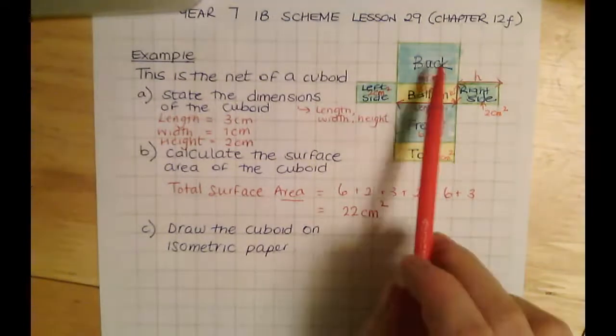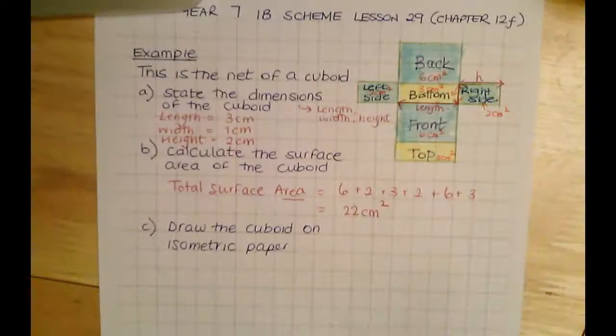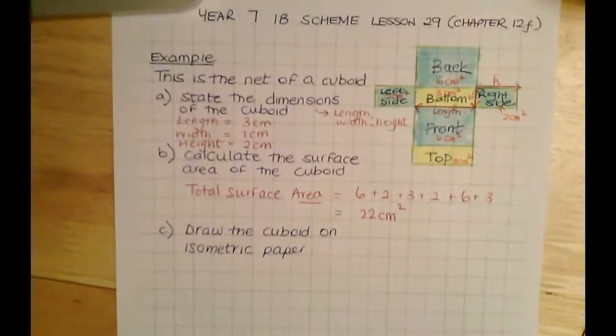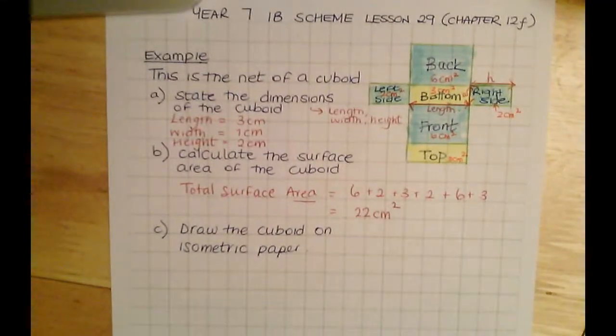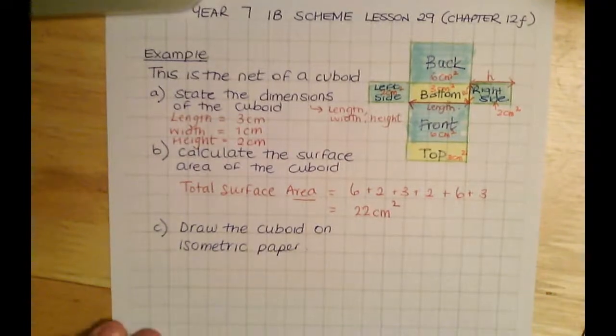So all we need to do is find the area of each little bit and add them together. That gives you your surface area. Okay, now the last part, again you need isometric paper.